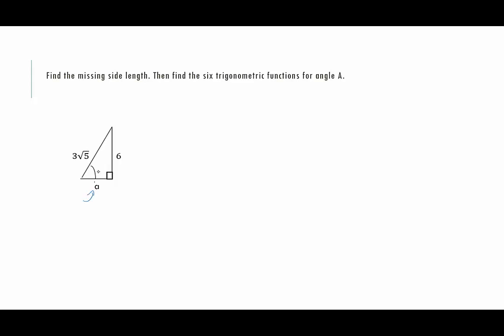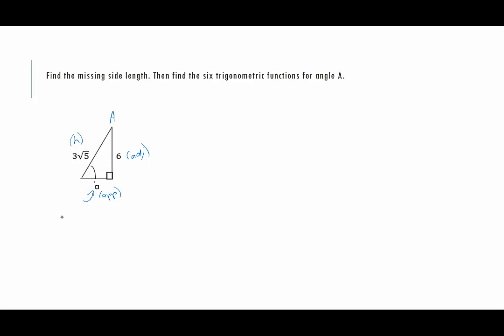Since this is side length A, that indicates to us that angle A is over here. Okay, and we are missing the value for A, so here is our hypotenuse, and this would be the side that's adjacent to A, so I'm just going to label these. This would be the side that's opposite A, and we're also missing that.